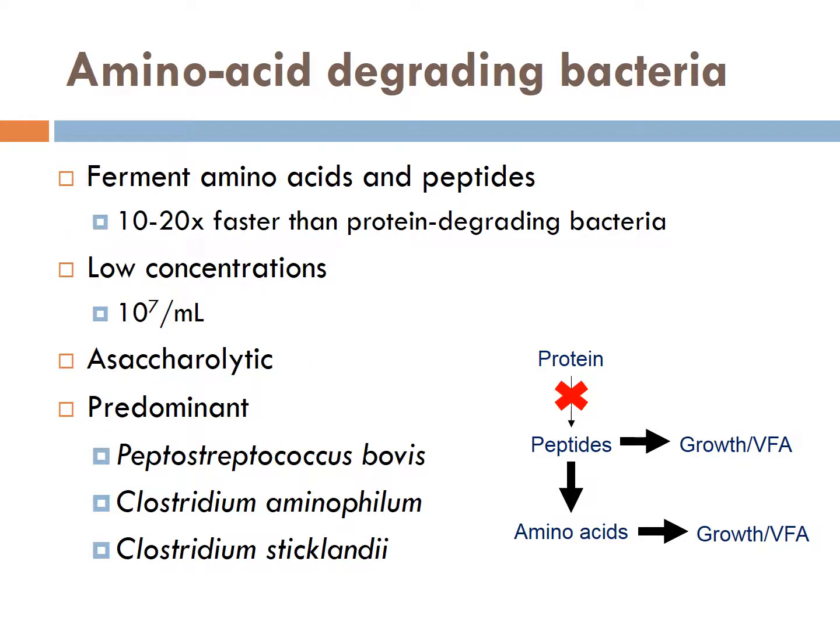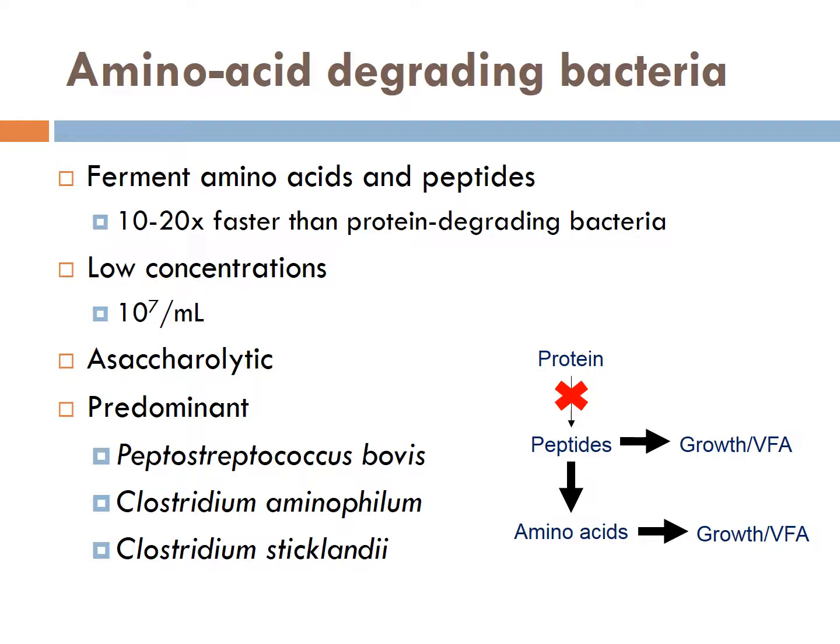The amino acid degrading bacteria are named somewhat similar to the protein-degrading bacteria, but their activity is quite different. They ferment amino acids and peptides, and they do it 10 to 20 times faster than the protein-degrading bacteria. They do not break down protein. So we can see in the diagram below with the red X that they do not break down protein to peptides, but the wide arrows throughout the rest of the figure show that they have high activity towards peptides and amino acids.